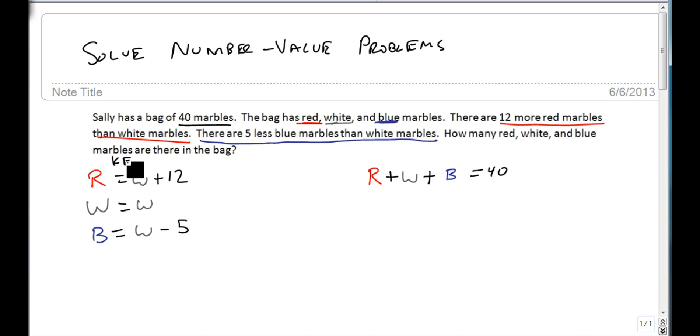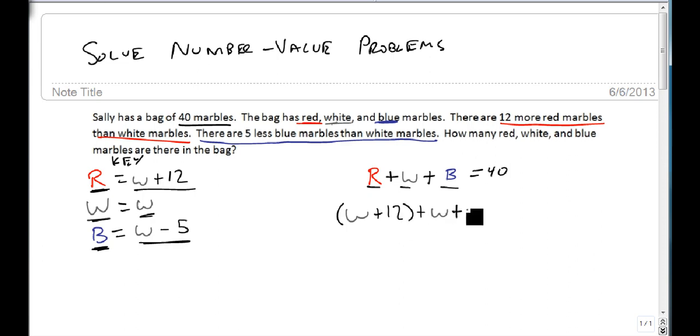I want you to look at this key here for just a second. Notice it tells me how many reds I have if I know the number of whites, how many whites I have if I know the number of whites, which should be straightforward, and also how many blues I have if I know my number of whites. So I can take these pieces and replace my total equation with the pieces. We end up with W plus 12, that's my red, plus W, plus W minus 5. And that's got to add up to 40.